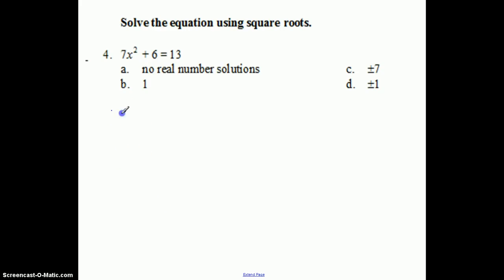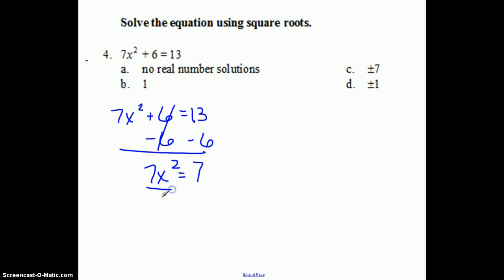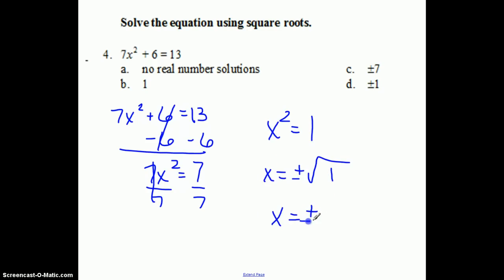Okay, solve this using square roots. So subtract 6. Then divide by 7. So x squared equals 1. So x equals plus or minus the square root of 1. So x equals plus or minus 1. So D is your answer. I'm going to tell you right now, people are going to answer B because they're not paying attention to that plus or minus. So don't forget that part.